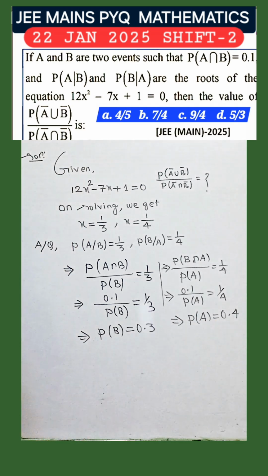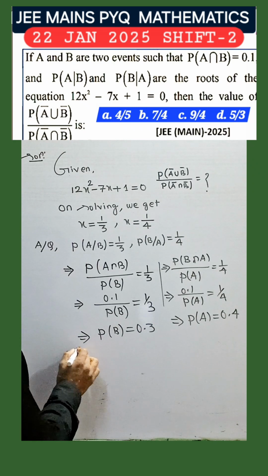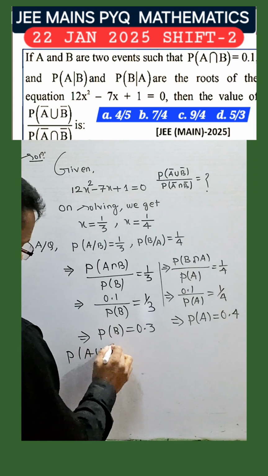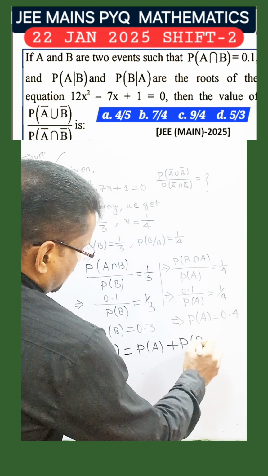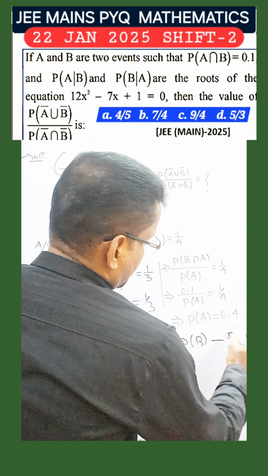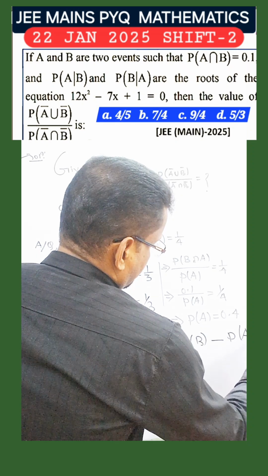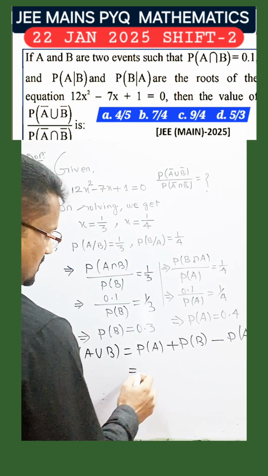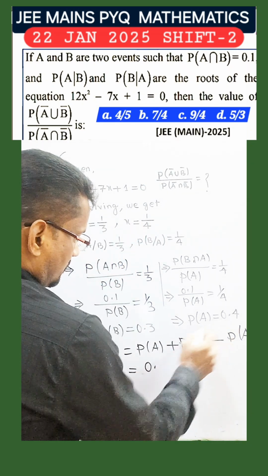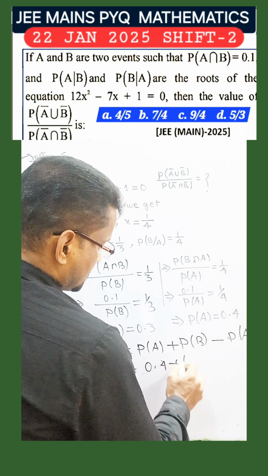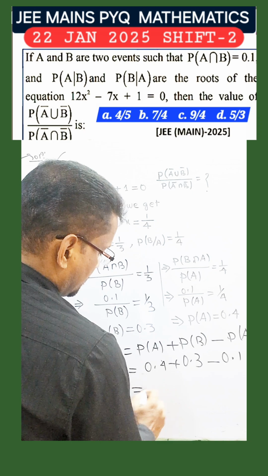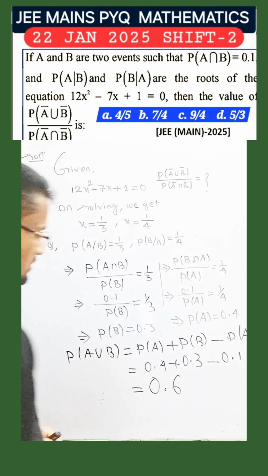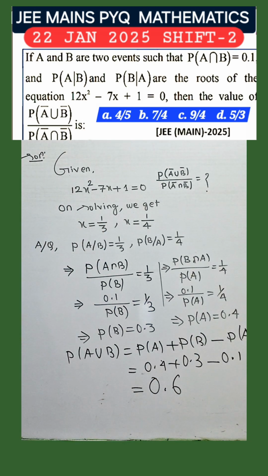Next, you have to get the probability of A union B. By definition, it is the probability of A plus the probability of B minus the probability of A intersection B. All these values are known to us. That is 0.4 plus 0.3 minus 0.1, and this is nothing but 0.6. The probability of A union B is 0.6.